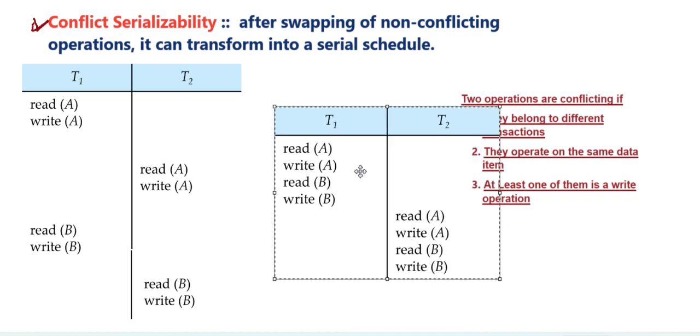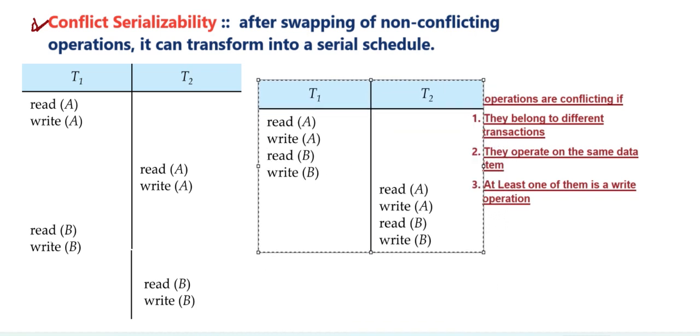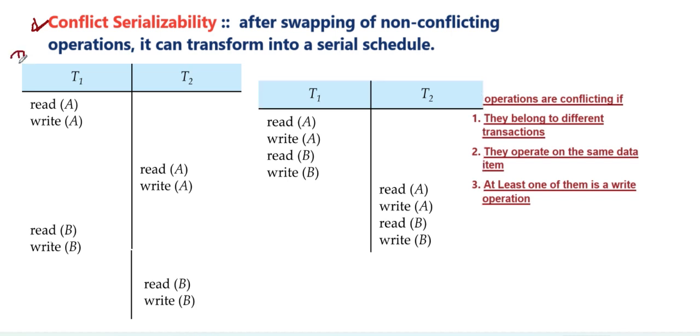Serializability you already know. Suppose we call a concurrent schedule S1, where T1 executes, then T2 executes, then again T1 and T2. So this is a concurrent schedule. If you are able to convert it into a serial schedule S2, where all the instructions of T1 are executed, then all the instructions of T2, such a process of converting a concurrent schedule into a serial schedule is called serializability.